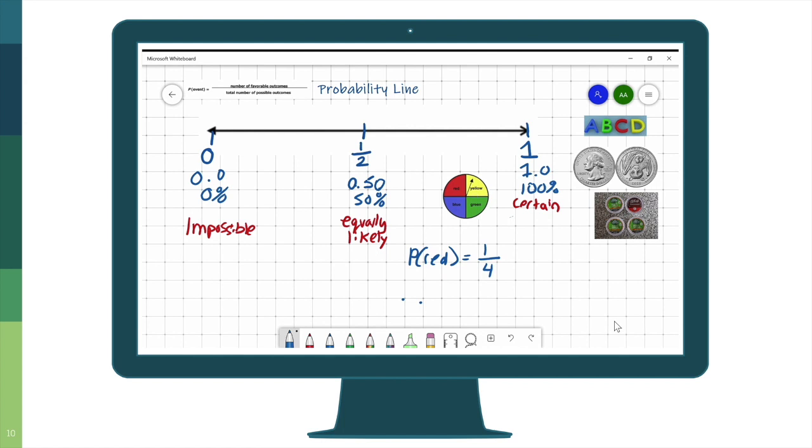And where does 1/4 go on our number line, our probability line? It goes right here between 0 and 1/2. So we'd write 1/4, which is represented as a decimal as 25 hundredths, because 1 divided by 4 gives us 25 hundredths. We convert that to a percent by multiplying by 100, which gives us 25%. And we have a label for this one as well. We would call this an unlikely event.